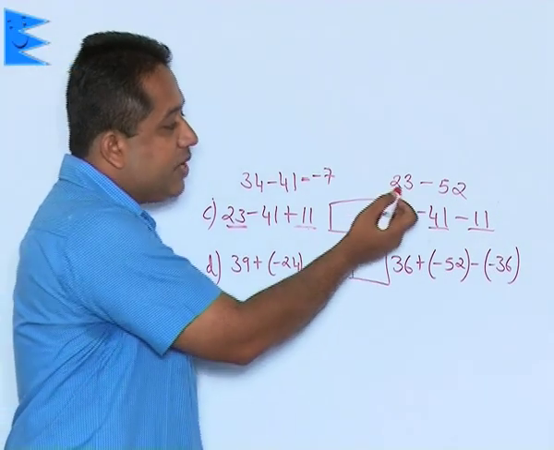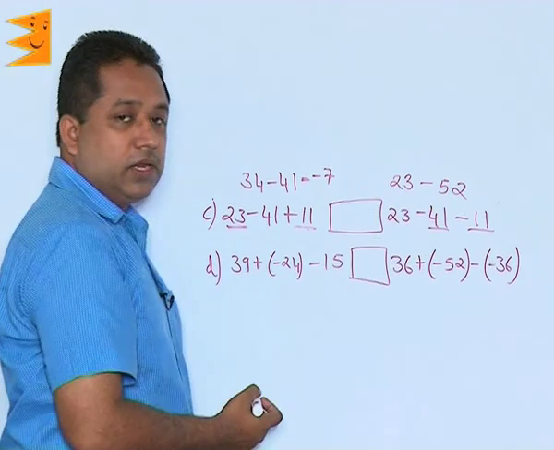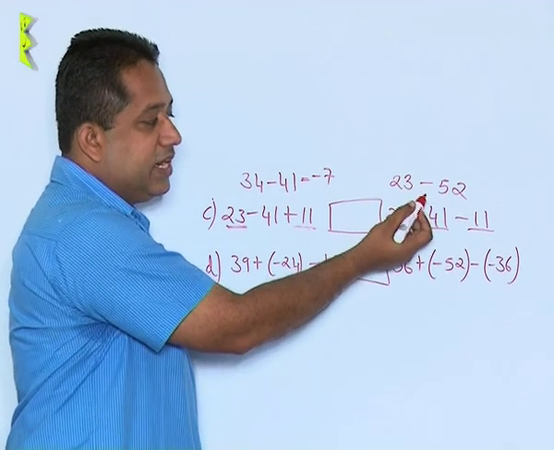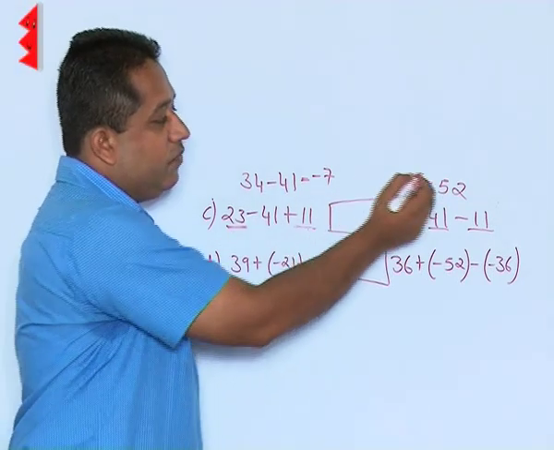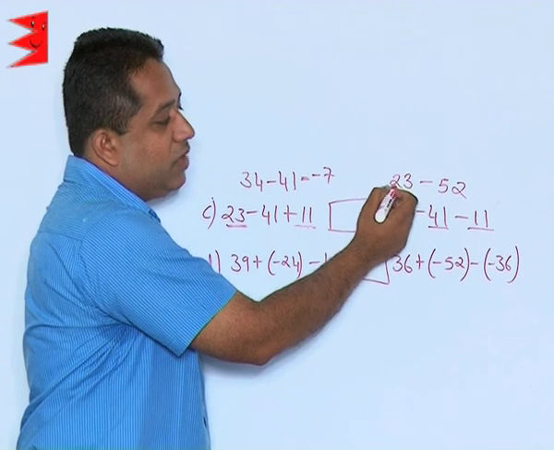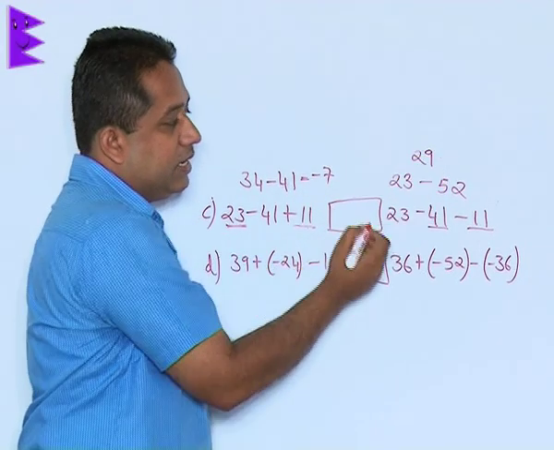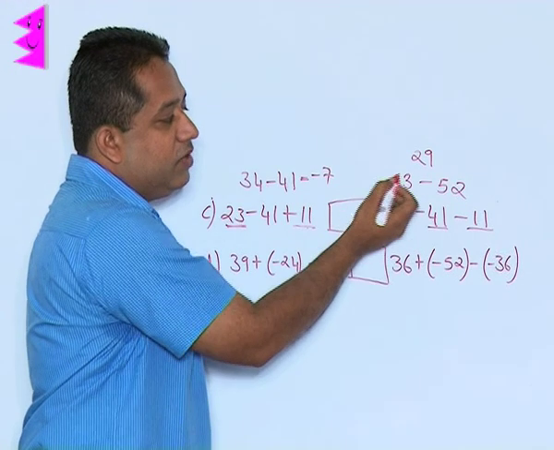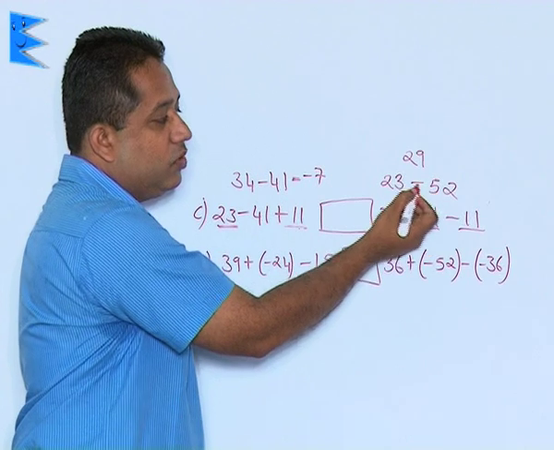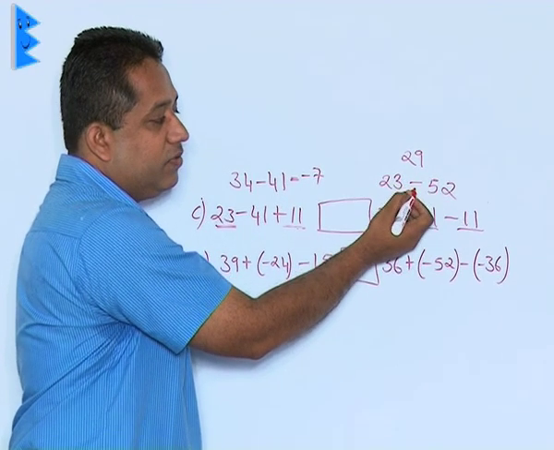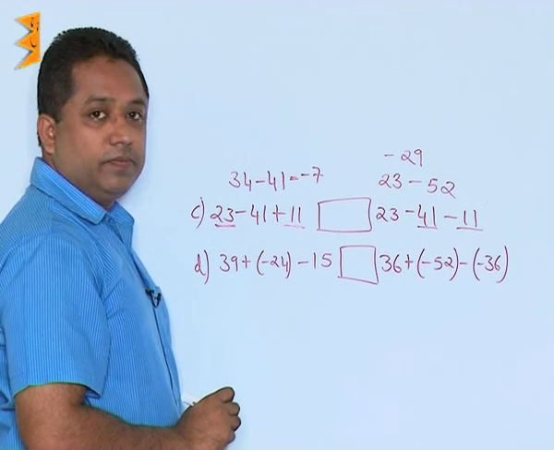Now how do we solve 23 minus 52? We have a positive number and a negative number. So positive and negative makes it negative. That means we have to subtract the two numbers. We subtract 52 and 23 and the result is 29. And what will be the symbol? The symbol will be of the bigger number. The bigger number in this case is 52, so we have a negative sign along with 52. So the answer is minus 29.